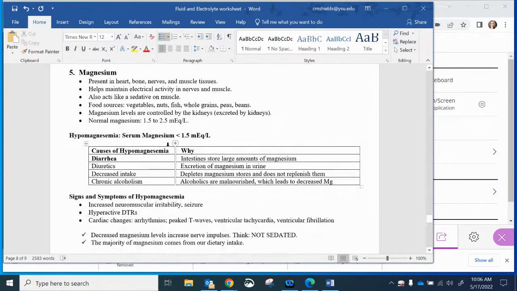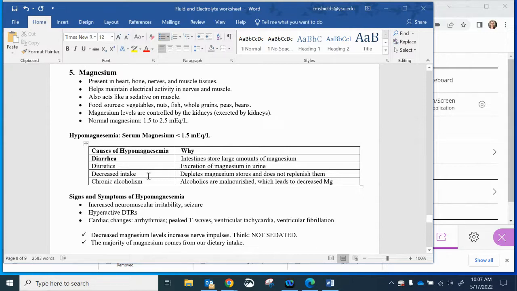Hypomagnesemia, serum magnesium that is low, less than 1.5. Causes: diarrhea is probably number one on the list, because the intestines store a large amount of magnesium. So when somebody has diarrhea, they could certainly have low magnesium. Diuretics. We talked about what diuretics do: they cause excretion of fluid and electrolytes. So it's important to know what types of diuretics the patients are on and what electrolyte imbalances can occur from them. So magnesium will be depleted.